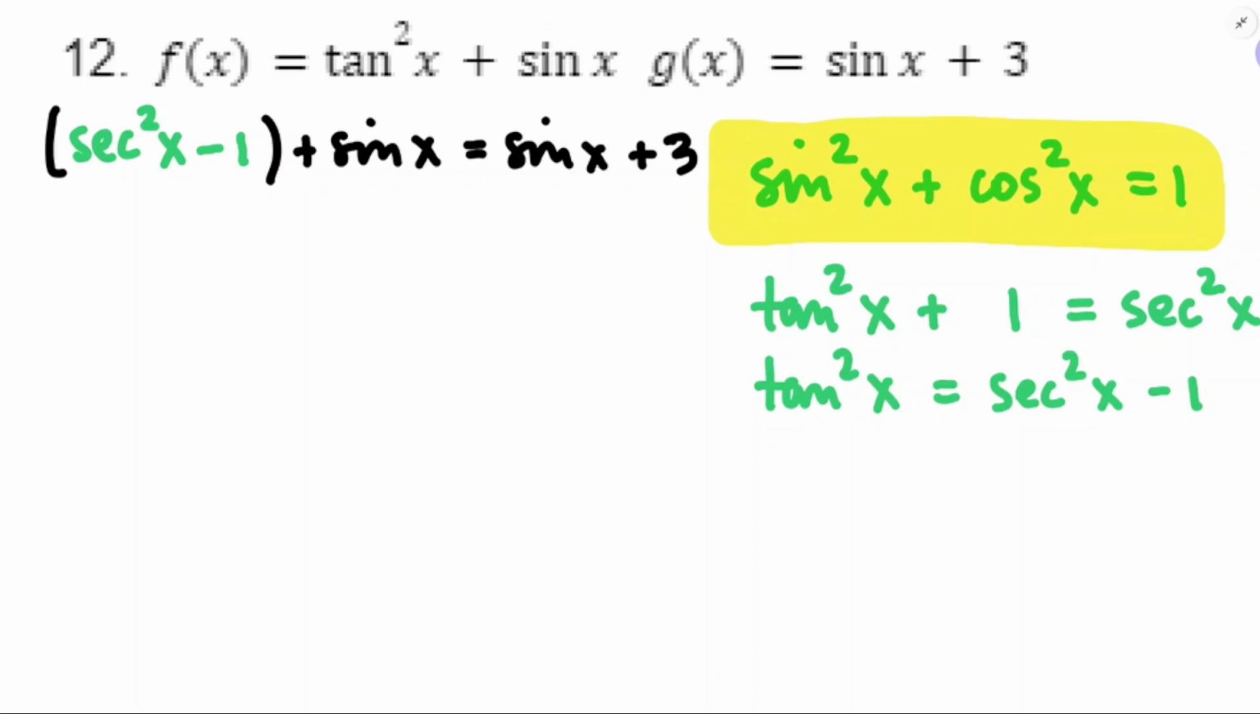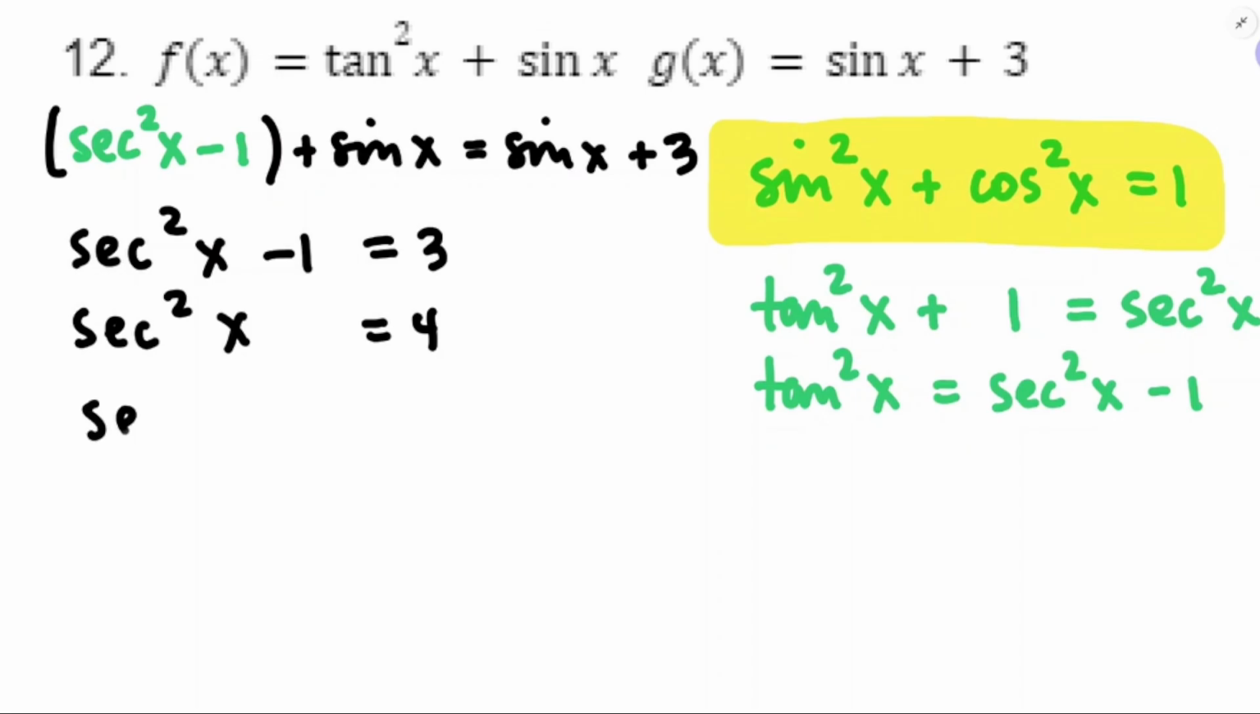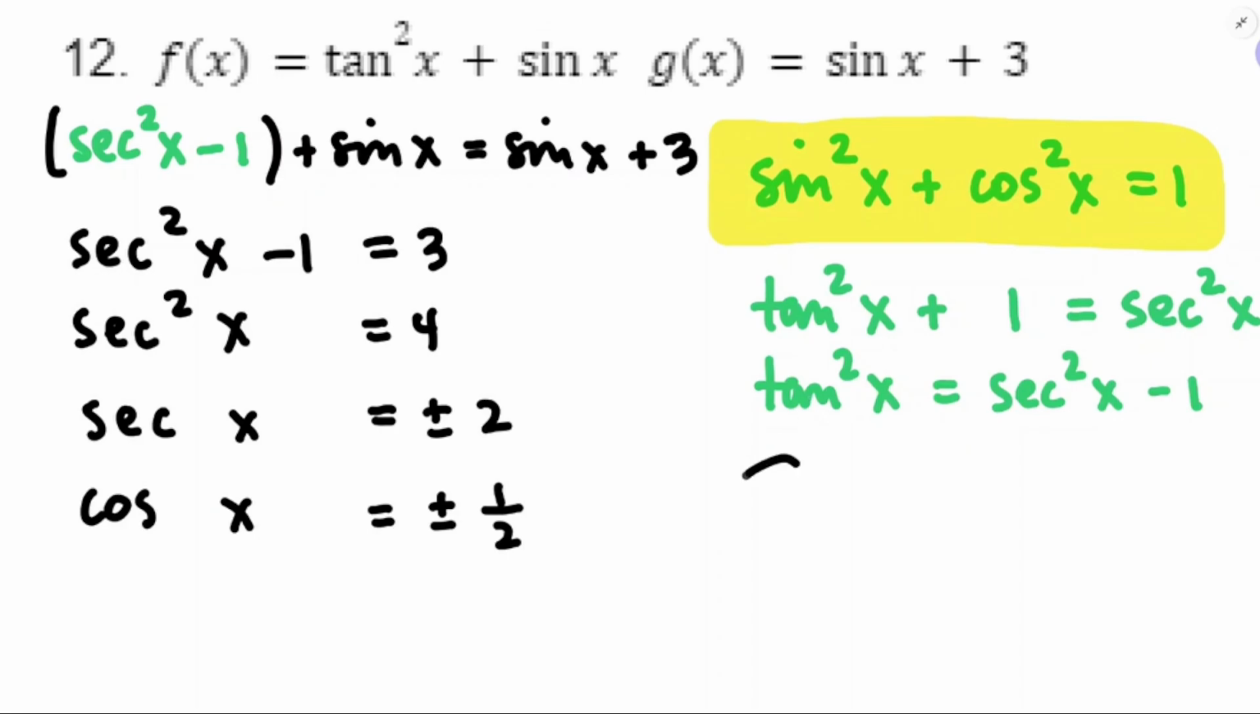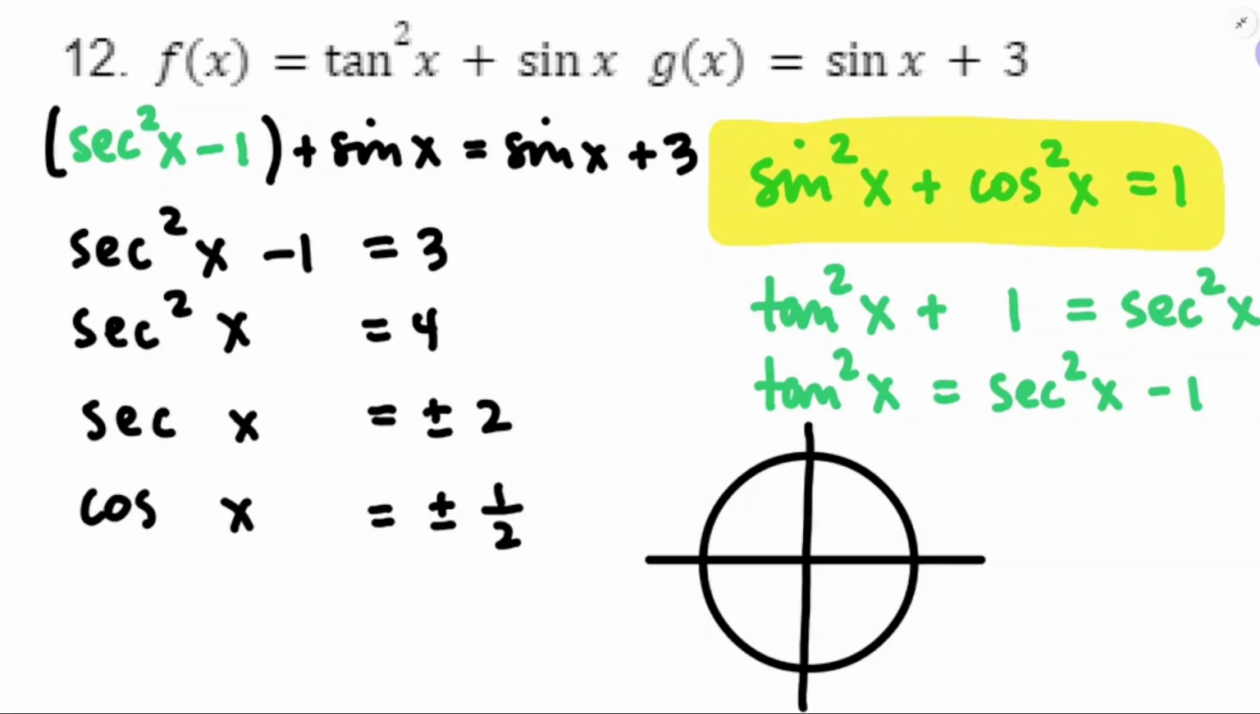I've used the Pythagorean identity, which I think is what you would probably expect to do, it being on this homework. So I'm just going to go and say, all right, subtract sine x from both sides, get secant squared x minus 1 equals 3, add the 1 to both sides, maybe take the square root of both sides, and then rewrite in terms of cosine: plus or minus 1 over 2. And then over here, say, all right, well, where does cosine equal positive half? Well, that would be not very far over.